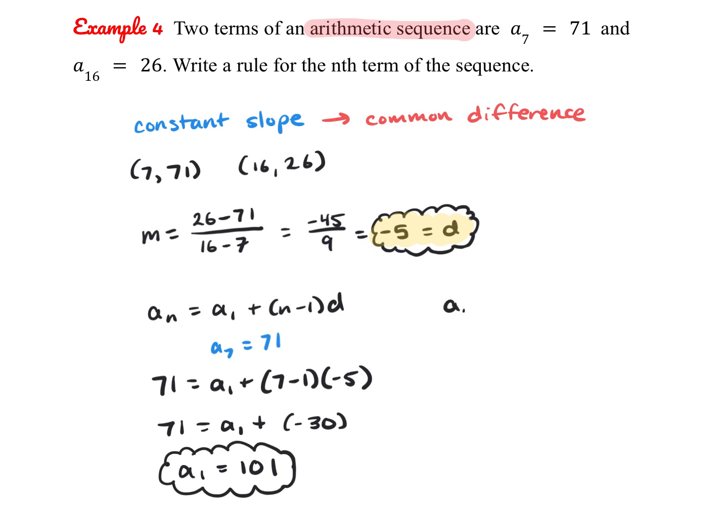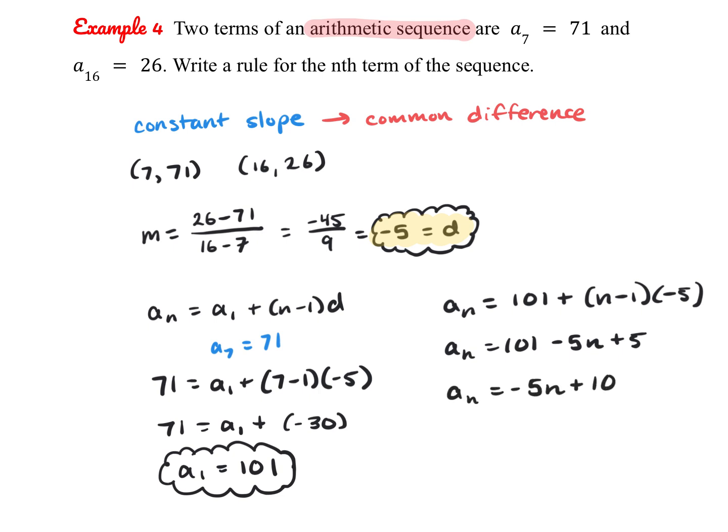And then we can make our equation. So 101 plus n minus 1 times our common difference. And then we have a sub n equals 101 minus 5n plus 5. So a sub n equals negative 5n plus 106. And there you have it.